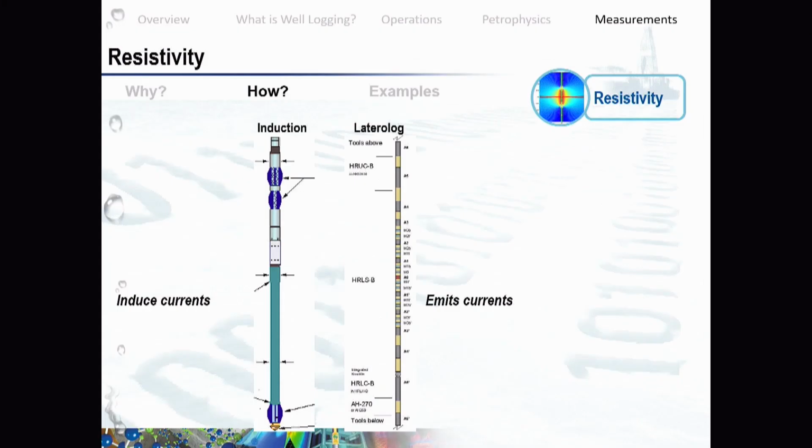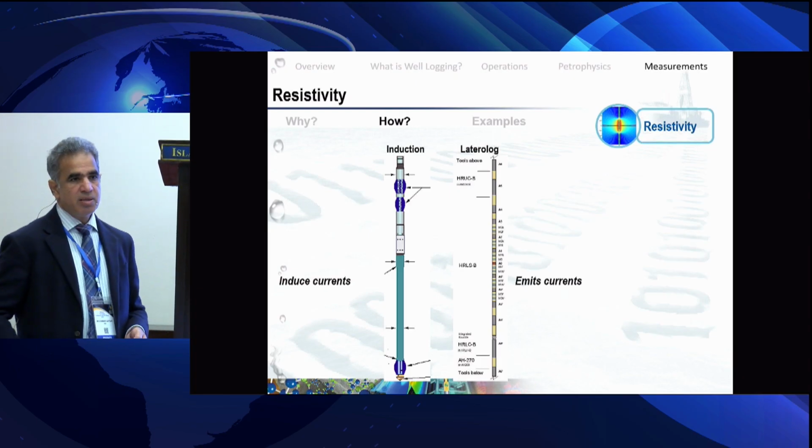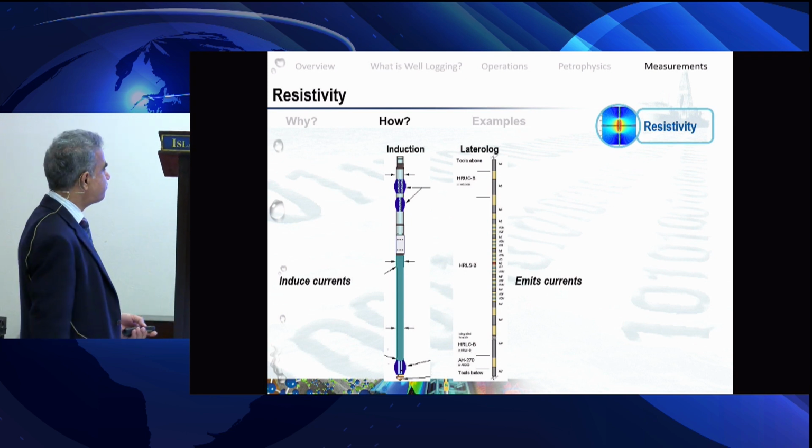The literature is available, which you can find at www.slb.com. You can download it or contact me to get certain literature. But www.slb.com has a lot of background information about these theories.